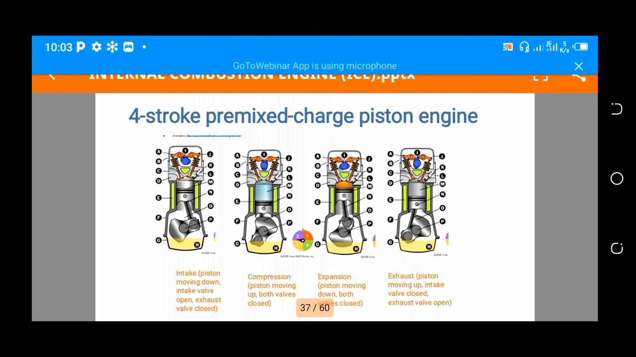Then the sixth one is the position of the cylinder. Is it horizontal? Is it vertical or the V engine? These are the ways they are being classified. Let me go over again the classification of ICE engines.